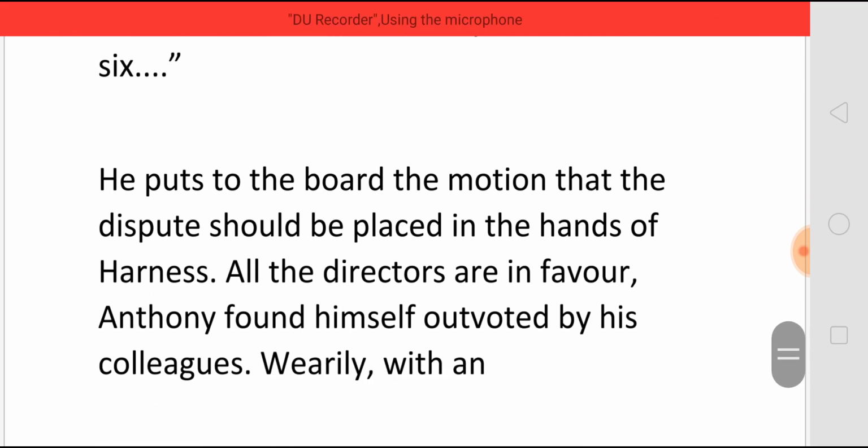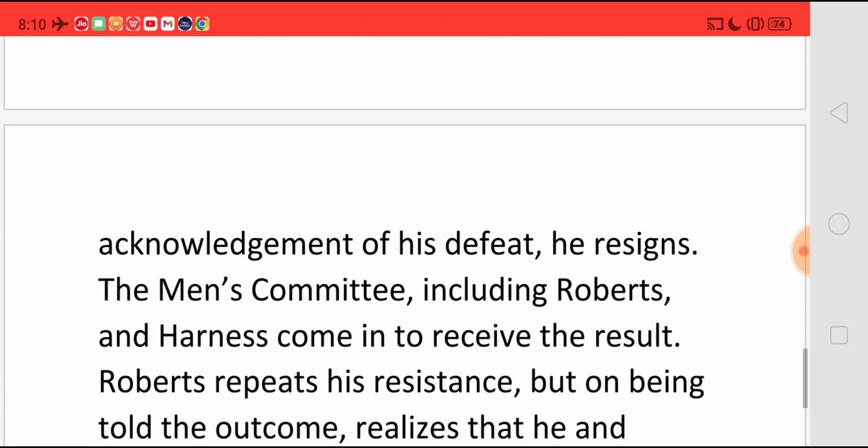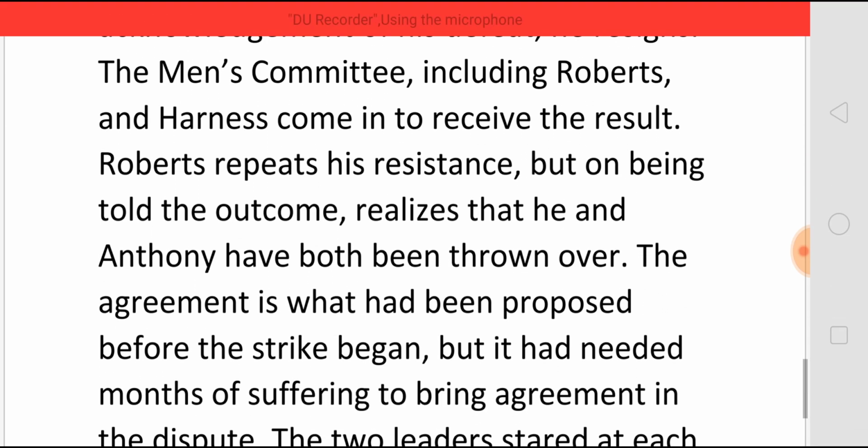And then he puts to the board the motion that the dispute should be placed in the hands of Harness. Now all the directors are in favor of the union, and Anthony finds that he is outvoted by his colleagues. So very tiredly, with an acknowledgement of his defeat, he resigns. Now the men's committee, including Roberts and Harness, come in to receive the results. Roberts repeats his resistance, but on being told the outcome, realizes that he and Anthony have been thrown over.